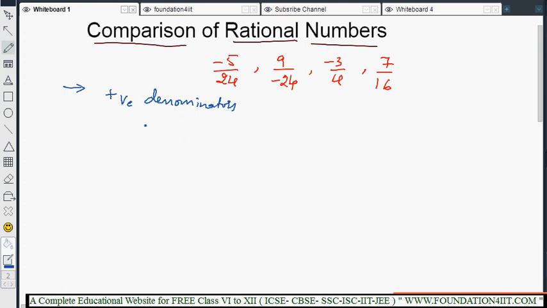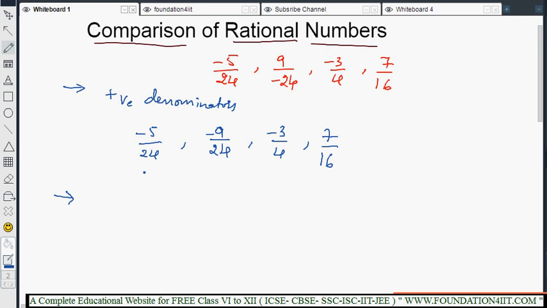The first number is minus 5 by 24 and the second is 9 by minus 24. Multiplying with minus on both, we can write minus 9 by plus 24, because 9 by minus 24 and minus 9 by 24 are the same. Next are minus 3 by 4 and 7 by 16. So we convert to positive denominators first.